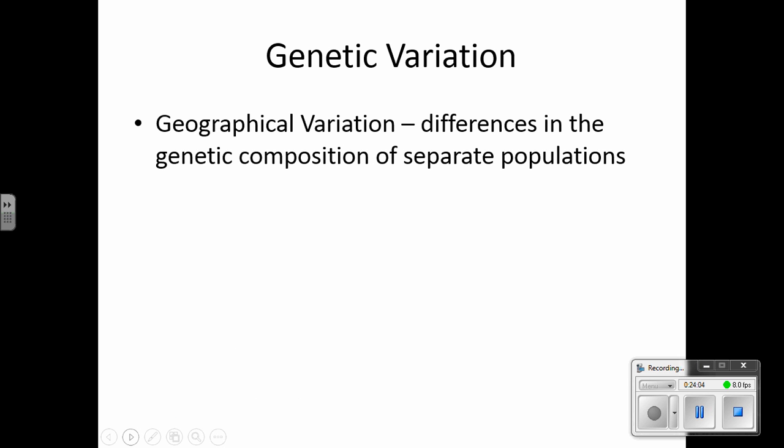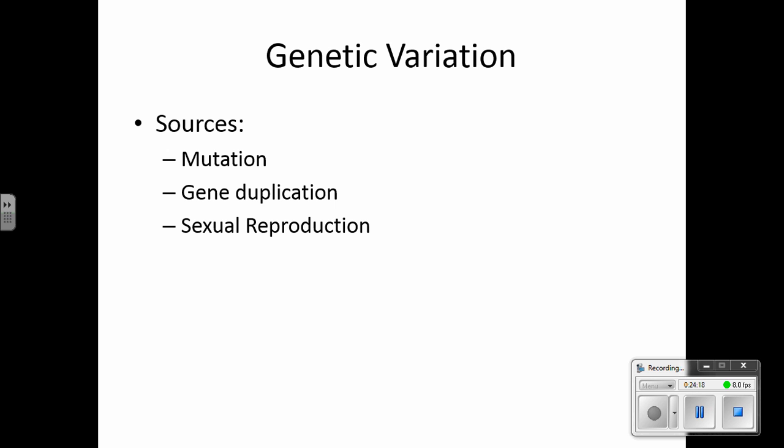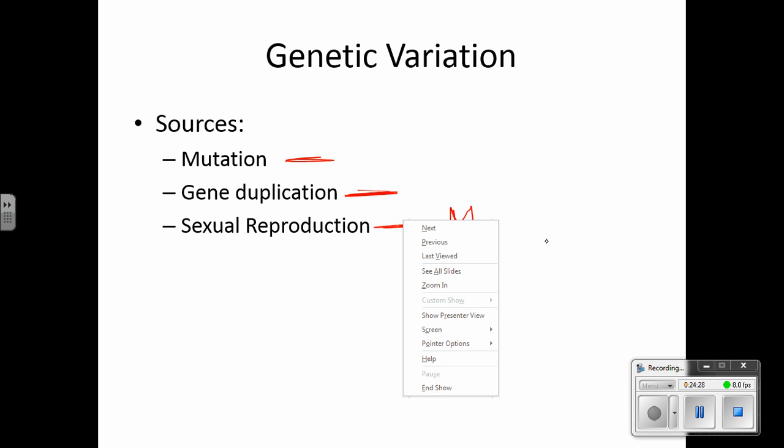Geographical variation is the differences in the genetic composition of separate populations. So these two populations are separated from each other, probably by a mountain or a valley or something. And we can look at the genetic differences between those populations. Remember that genetic variation comes from mutations, gene duplication, and sexual reproduction. Meiosis.